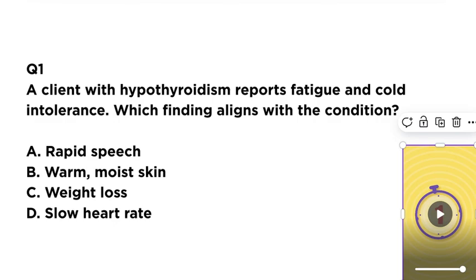Okay, so the correct answer for question number 1 is letter D. Hypothyroidism slows metabolic activity, often producing a slower heart rate. A is incorrect because rapid speech reflects increased metabolism. B is incorrect because warm, moist skin occurs in hyperthyroidism. C is incorrect because weight loss contradicts expected weight gain.